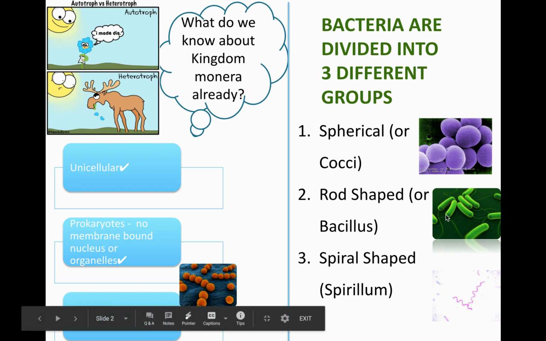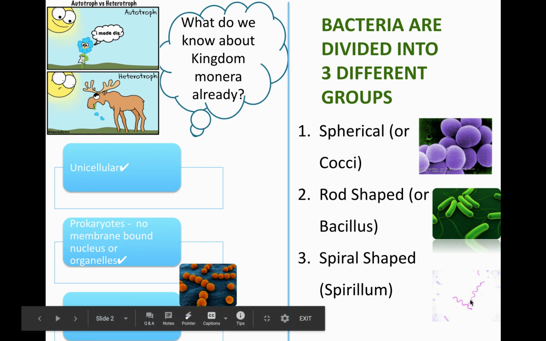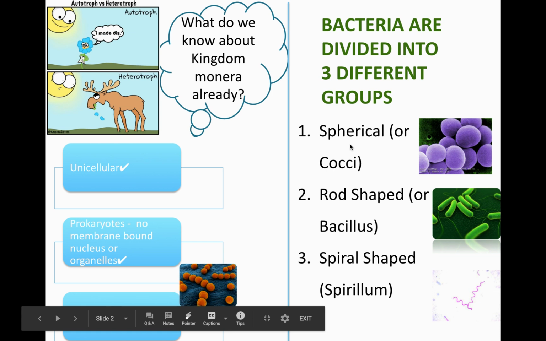We see rod-shaped. So it has this sort of horizontal, rectangular sort of shape. So we call it rod-shaped. And spiral-shaped physically looks like a spiral. So of each of these different groups, you should be able to remember an example of a spherical, a rod-shaped, or spiral-shaped bacteria.